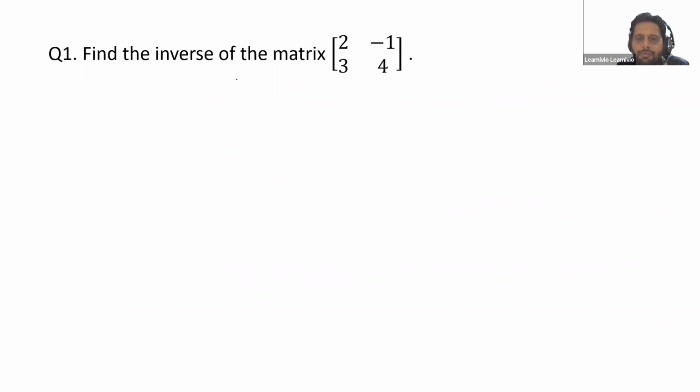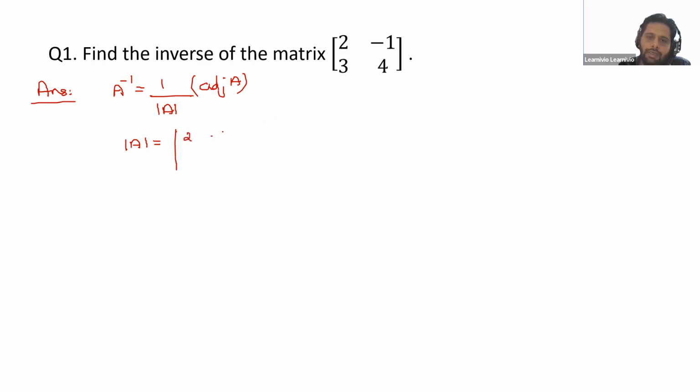The question is: find the inverse of the matrix. I have already told you the formula to find the inverse of a matrix. The inverse is given by 1 by determinant of A times adjoint of A. First of all we will find the determinant so that we can check whether the inverse will exist or not. Determinant of A is 2, -1, 3 and 4. Now cross multiply this: 8 plus 3, so we get 11. Next we will find the adjoint of A.